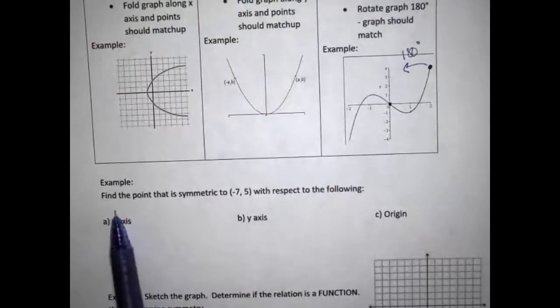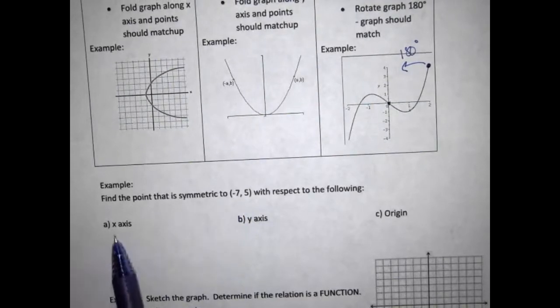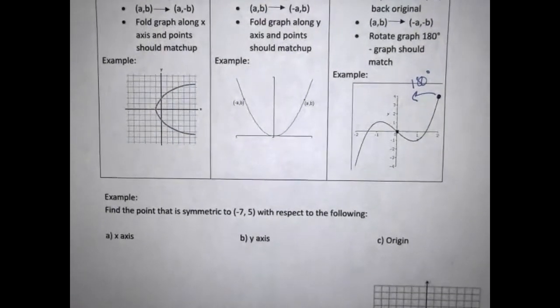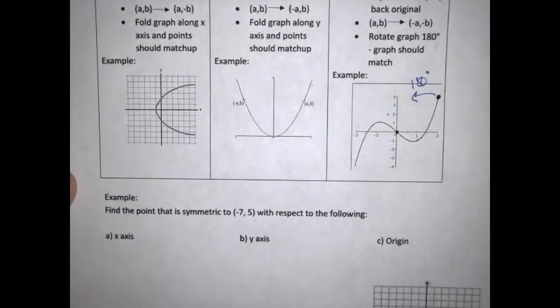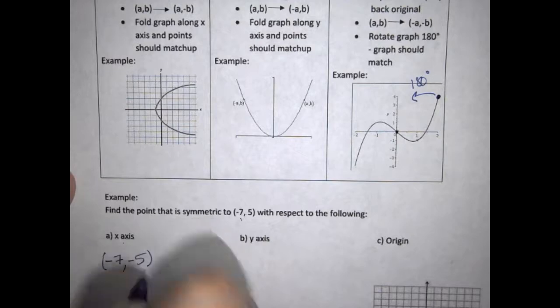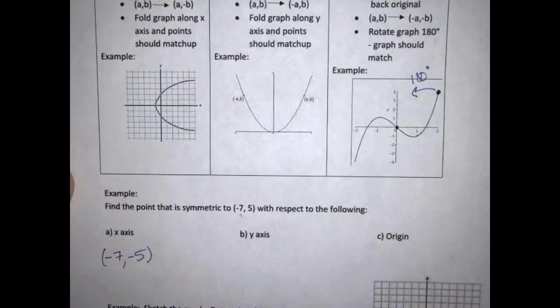Now, the other thing we have is what if I give you an input or a point, and I want to know its symmetric point to the x-axis, y-axis, and origin. Well, again, that means using your definition. The definition says whatever your original point is, in order to find your x-axis symmetry, you need to replace y with a negative y. So this means I have the point (negative 7, 5). So my x-axis symmetry would be (negative 7, negative 5). Okay, so I replaced my y with a negative y.